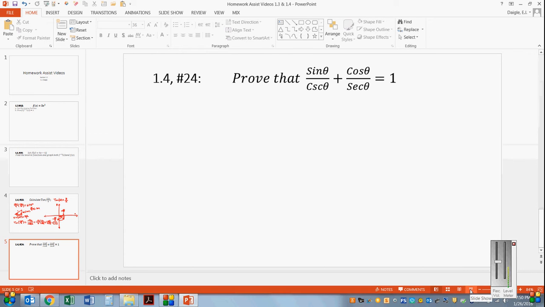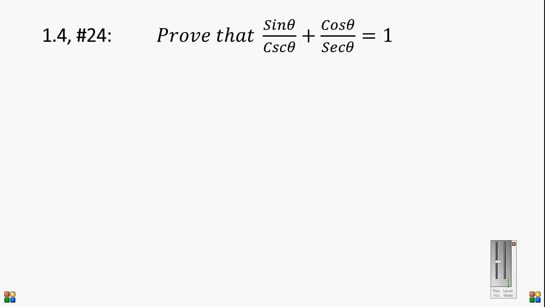All right, we're going to take on one that's a little bit tougher now. So this is what we call a mathematical proof. This is 1.4, number 24. So my goal is to challenge you a little bit.